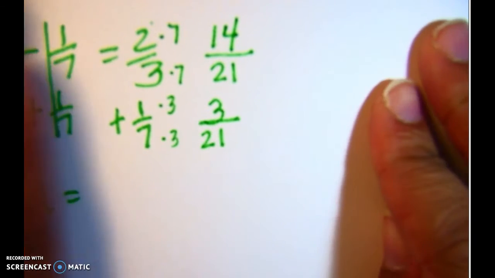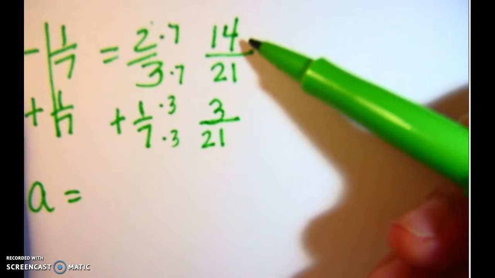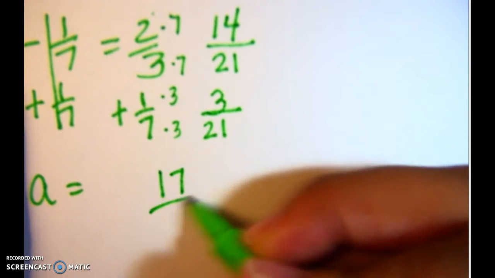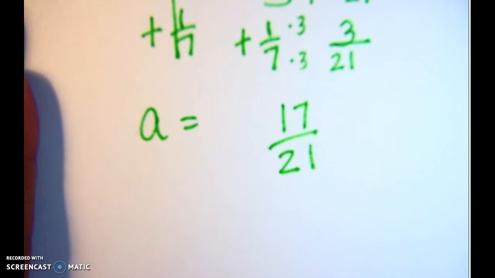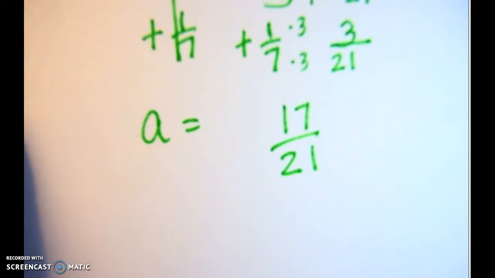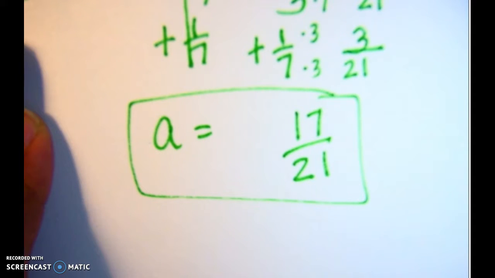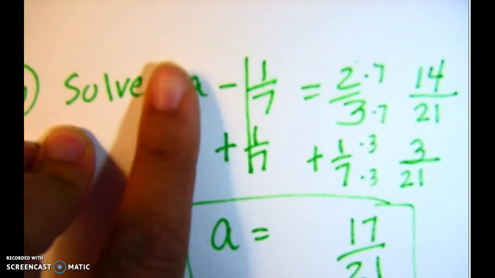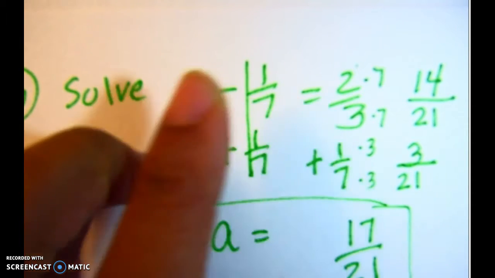Now I can add, because now I have two fractions with the same denominator. So I can just do 14 plus 3 is 17 over 21. So a equals 17 over 21, and I ask myself, is there anything that can go into 17 and 21? Can I reduce this? Can I put it in lowest terms? And no, it's already in lowest terms. So a equals 17 over 21, and if I put that back into the equation and subtract 1/7, I will get 2/3.